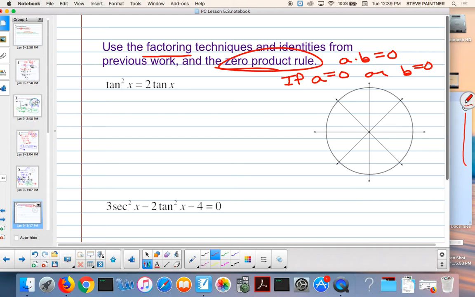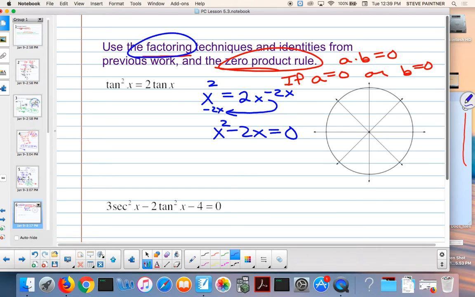That's tangent squared, that's just simply tangent, right? Tangent squared would be like x squared, and then 2 tangent would be just like 2x. And they want you to factor this. What would you do? Say equals 0. You said move it to the left? Okay, how? Yeah, subtract 2x, you get this, wouldn't you? And how do you factor that? You take out the GCF, exactly.